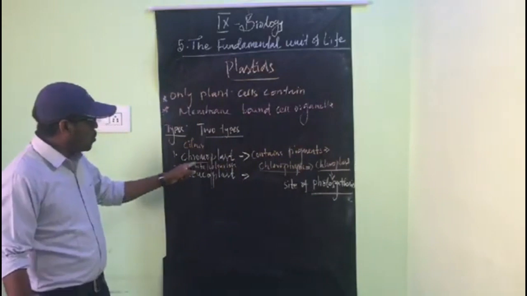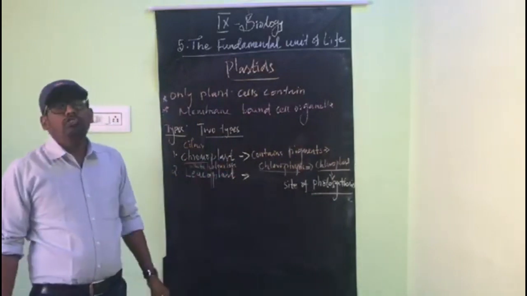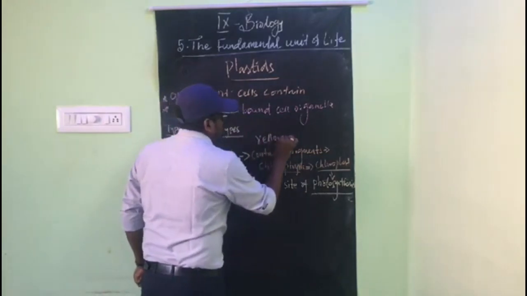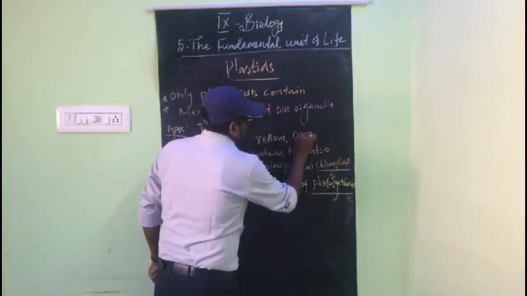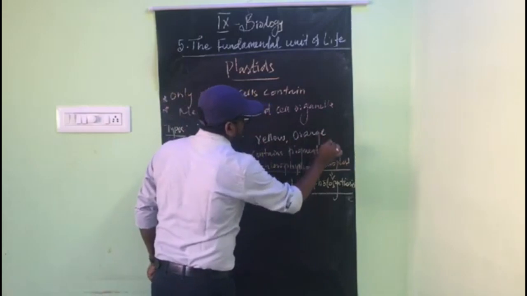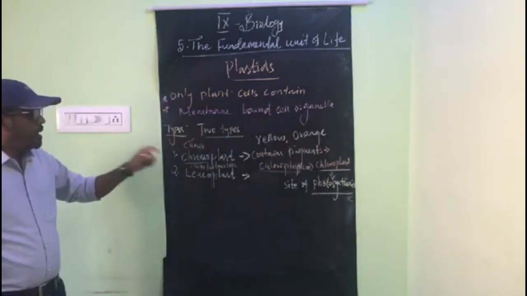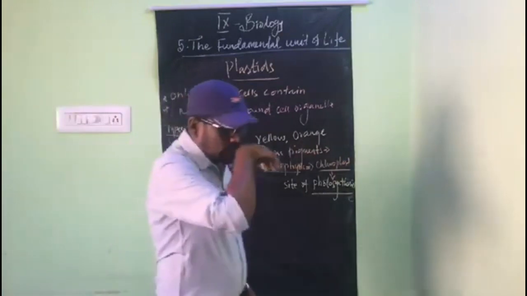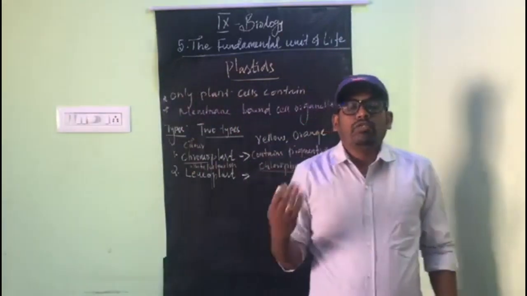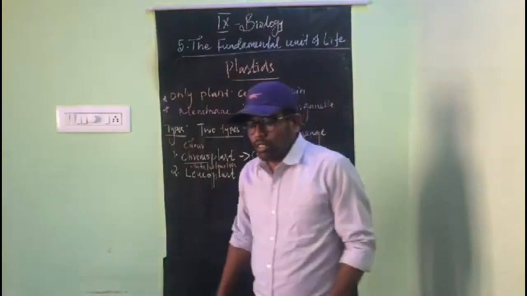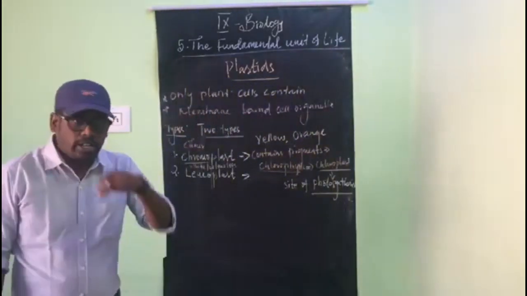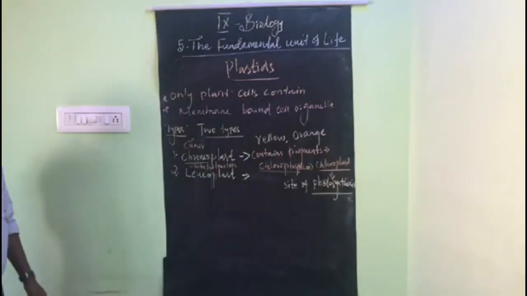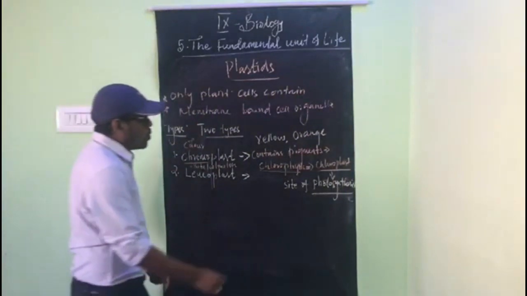Okay, does the chromoplast contain only green color pigments? No. Yellow and orange pigments are also present along with the green color. If you see the plant, it is mostly green in color, but if you see the fruits and the flowers in many colors, that is the presence of chromoplast. It's a type of plastid. Okay, and what is chloroplast?